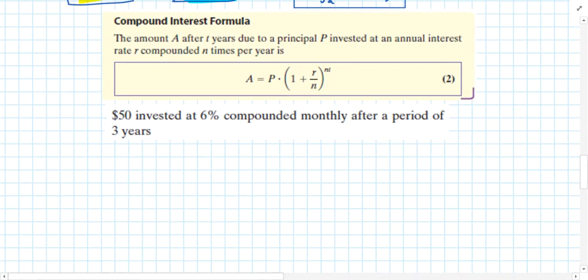This first part of the problem I don't think requires it, but as we get a little bit more complicated examples, you'll see how we can use them.